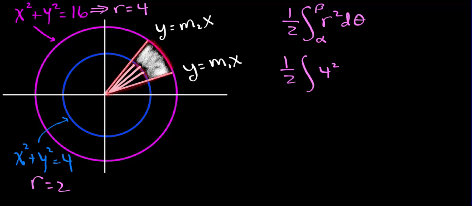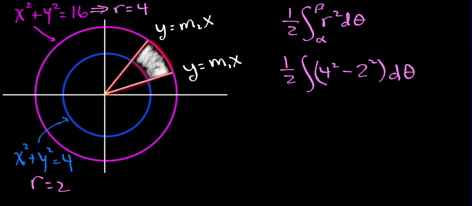So I need to subtract that off, which is what I'll do. I'll subtract off the 2 squared, and then d theta. Well, there you have it. We're going to get the outside minus the inside, and that's going to leave us just with that region. But the question is, from what angle to what angle? Let's see if we can figure this out.